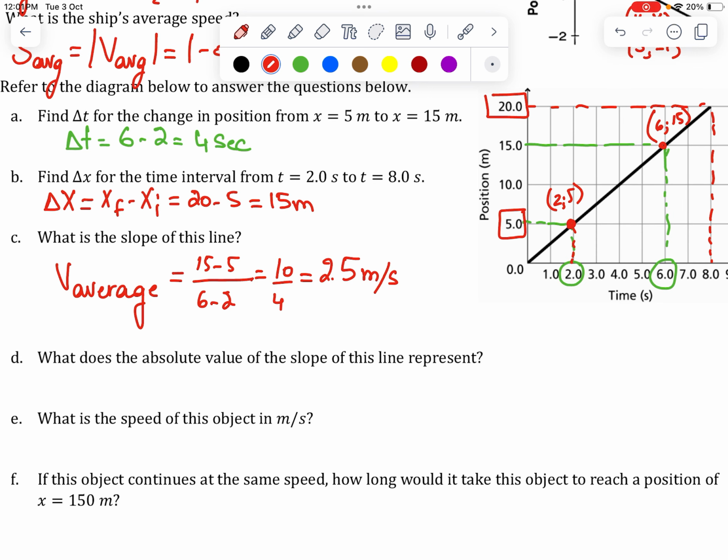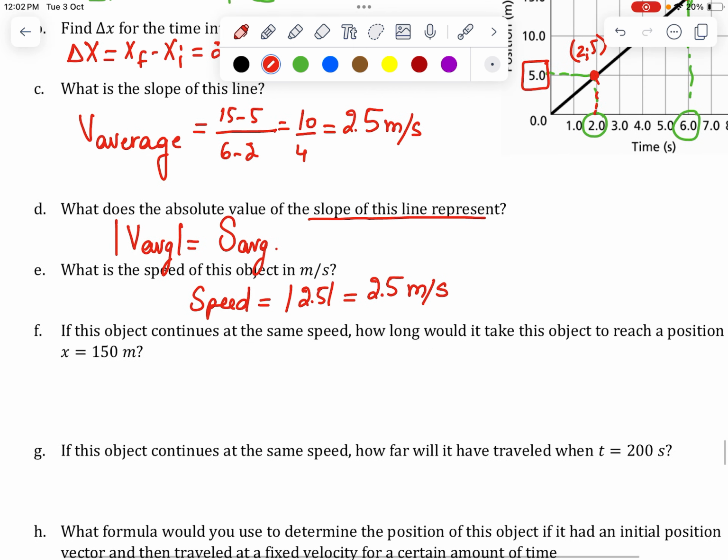What does the absolute value of the slope of this line represent? Certainly here it is the average speed. So S, the absolute value of V average, is nothing else than the average speed. What is the speed of this object? So basically the speed is the absolute value of 2.5, which is 2.5.